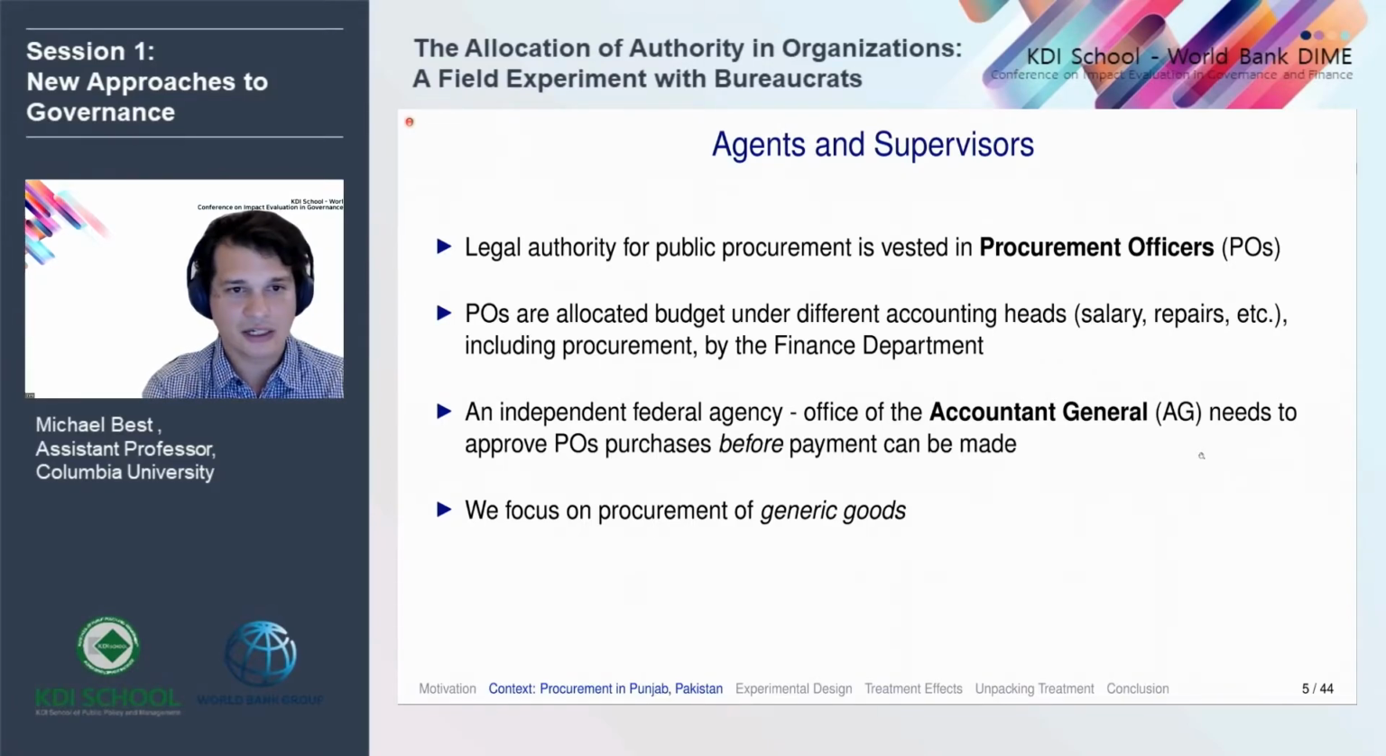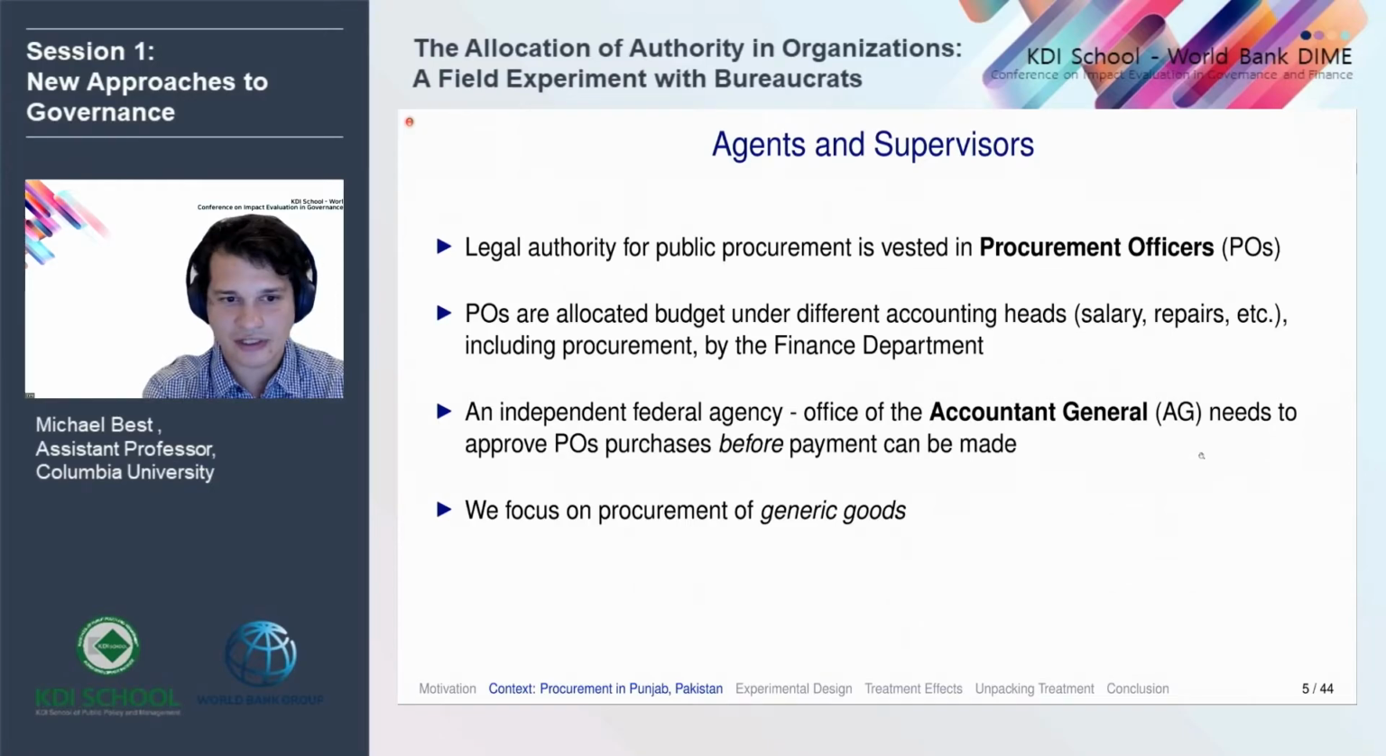And those procurement officers work on behalf of offices that are allocated budgets in different accounting categories. So they'll have a line in their budget for salaries, a line for repairs to the building, a line for purchasing stationery, et cetera, et cetera. And that budget's given to them by the finance department. So once that budget is issued, they can't change how much they're allowed to spend on these different things.